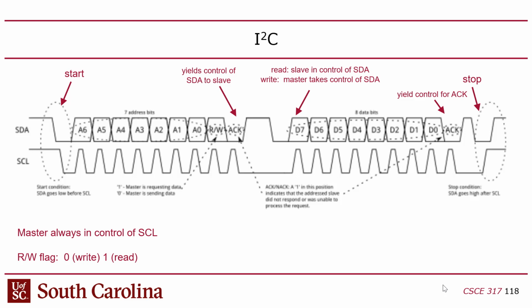I don't know, but there is a collision detection system that's supposed to be in place here, where two entities try to take mastership at the same time. But anyway, once that happens, now I've got the start. At which point, the master will set the bits, each of the 8 bits, right? There's 7 address bits and the read or write flag, and it sets the bit, and then it brings the clock up, and then back down.